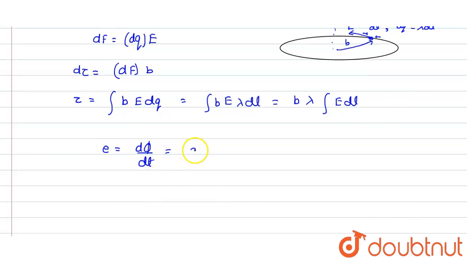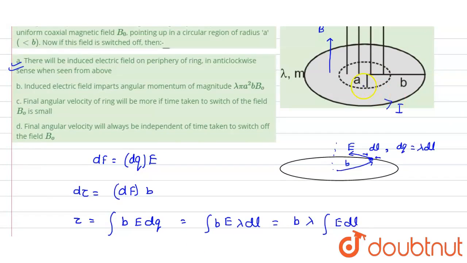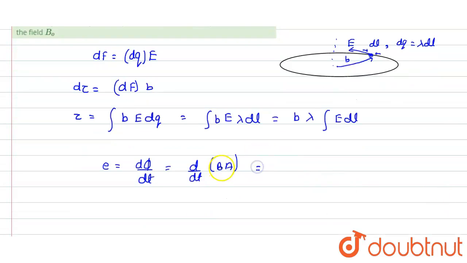Now what is flux? Flux is the magnetic field multiplied by the area. This would be the area in which we have the magnetic field. So we just have the magnetic field into this area, that means πa². So the area would be constant, we take it outside. So it would be πa², then dB divided by dt.